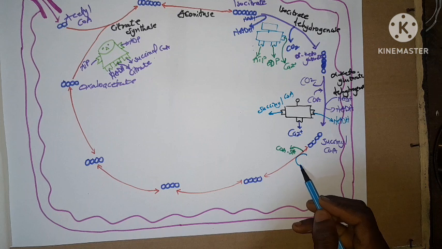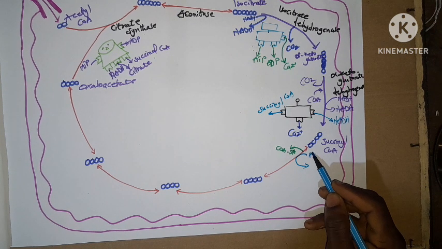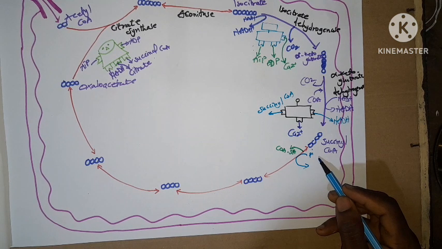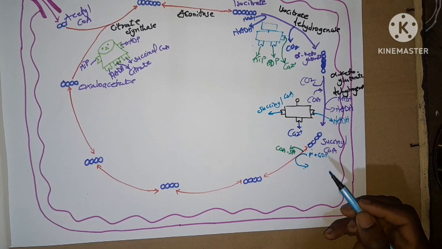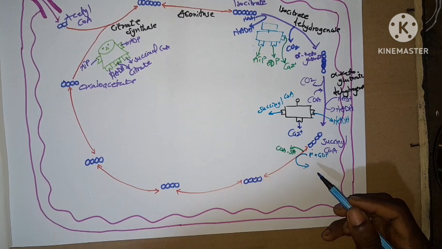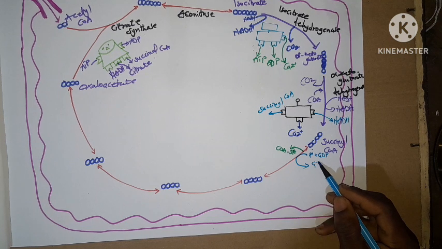So that energy, in the form of GDP plus inorganic phosphate, will form what we call GTP.